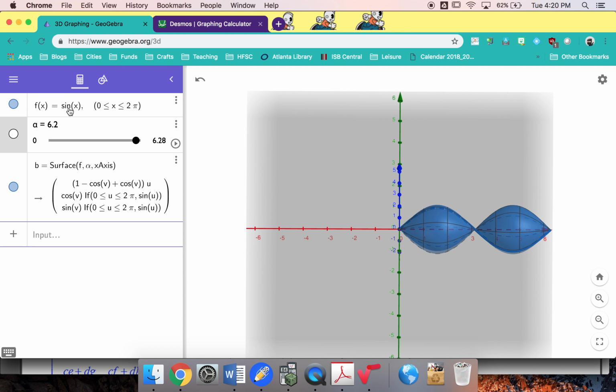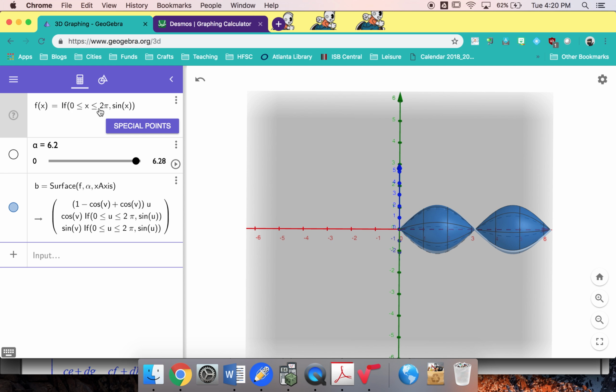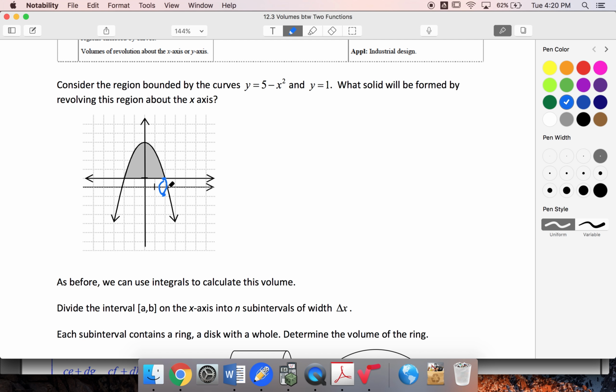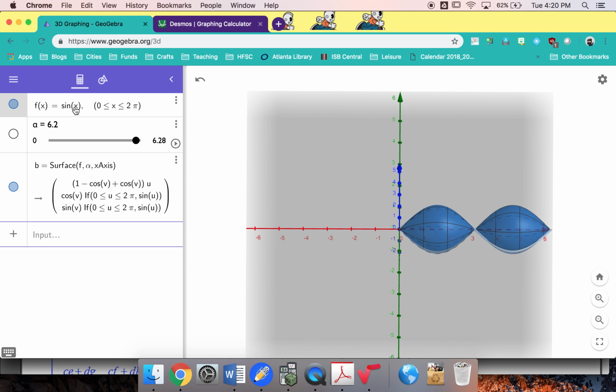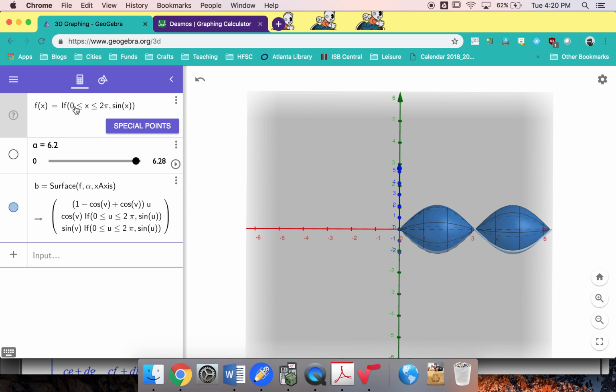So now we've got our f of x. What did we have there? At y equals 1, that implies that this is 4, so x is 2. So from -2 to 2, and we had 5 minus x squared.